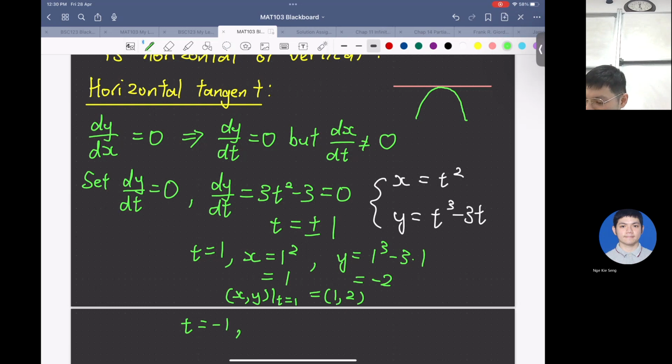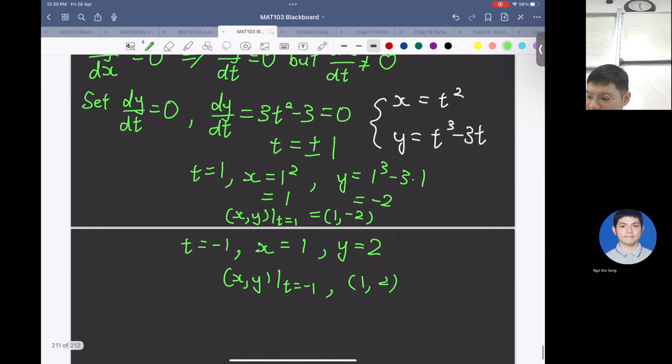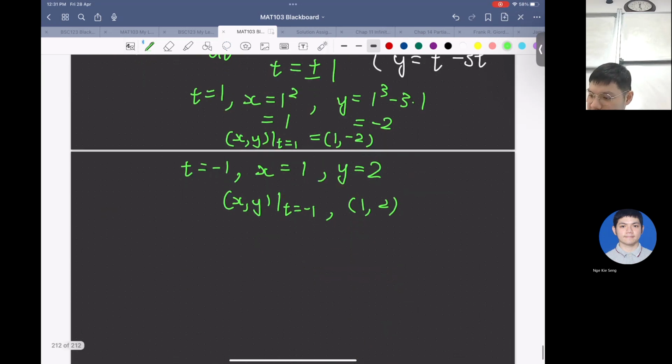When t is equal to -1, what do we get? We also get 1 on the x coordinate, and then y we get 2. Okay, we get 2. So when t equals -1, we get (1, 2). Oh, here we got -2. Okay, good. So how about vertical? How about vertical tangent?